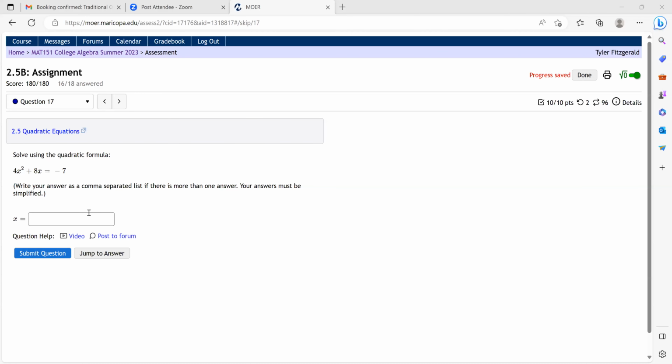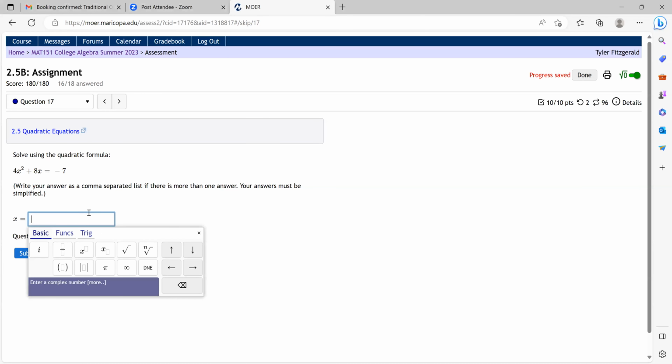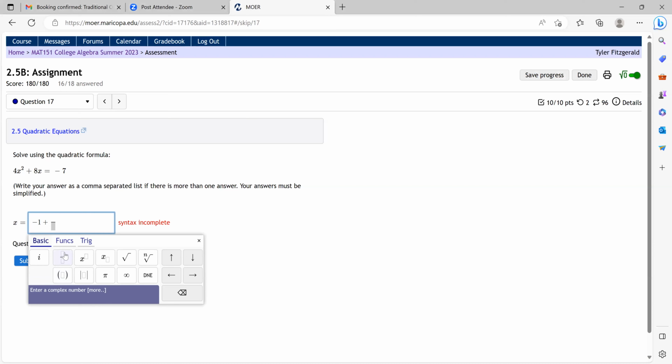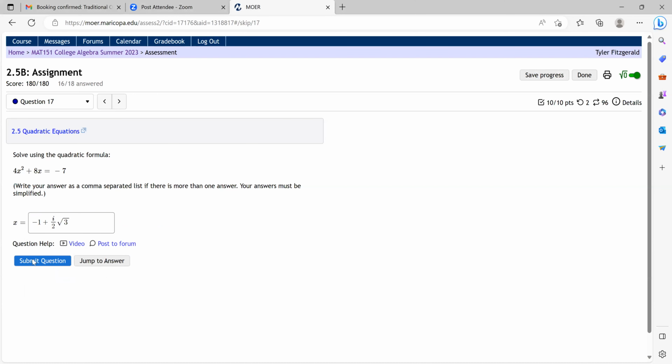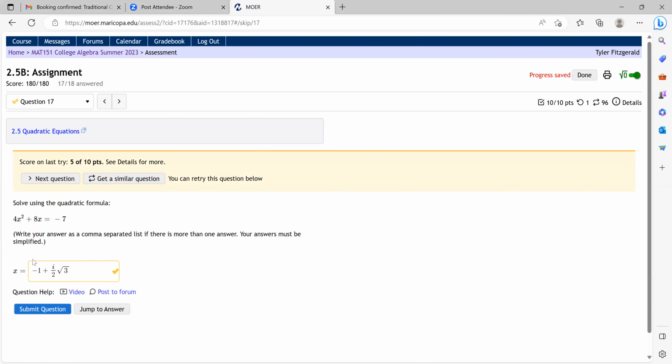So we have -1 here. I'll do the parentheses or whatever. And you're saying that's not necessary in this. It is not necessary. Okay, I'm just going to do it without then. -1, we'll do plus i over 2 multiplied by the square root of 3. Comma, comma. You need another one. Oh, and I didn't do it.